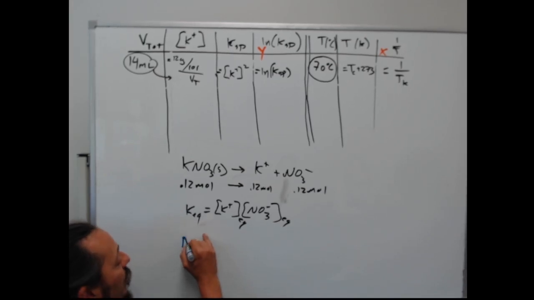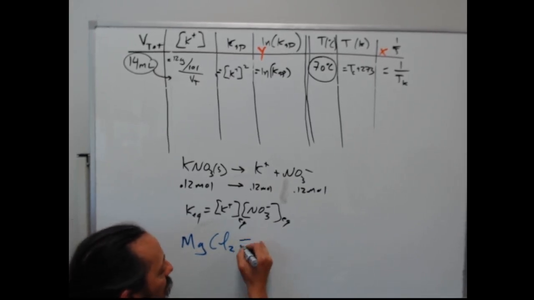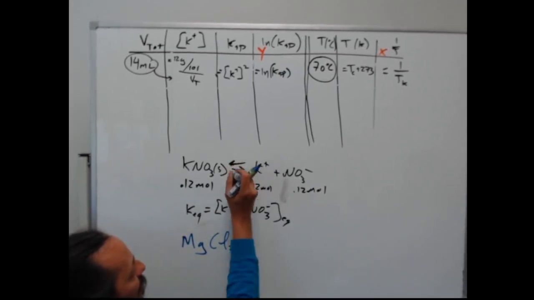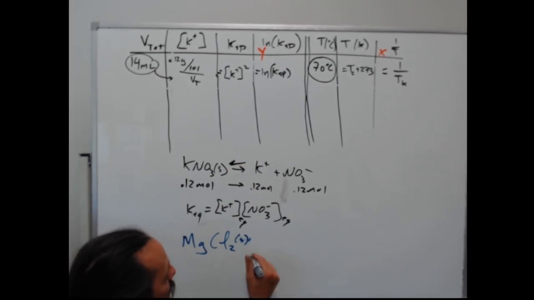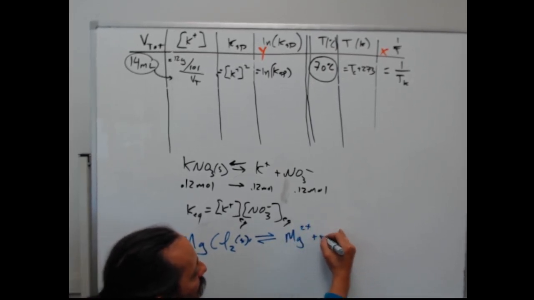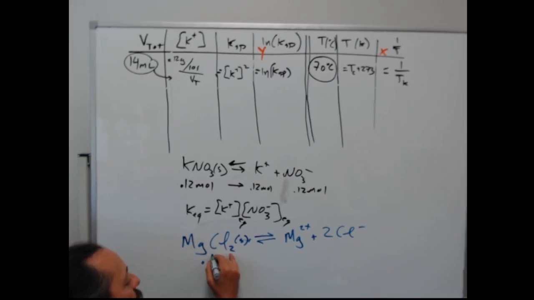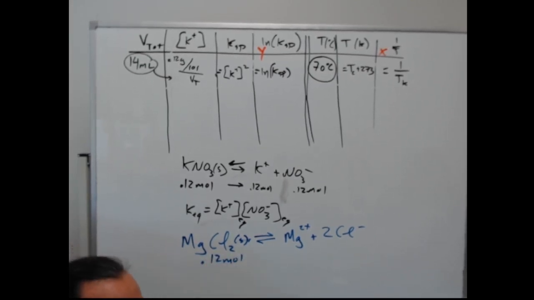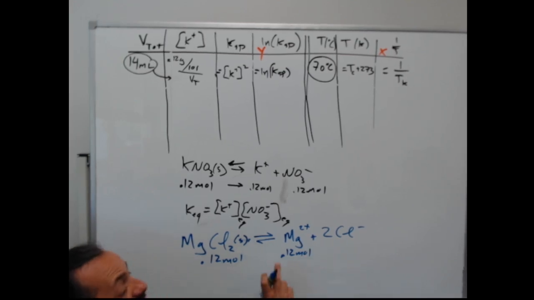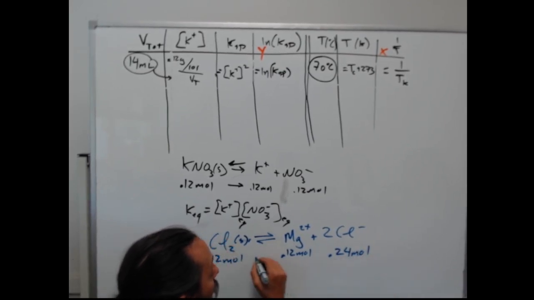Let's do magnesium chloride. So if magnesium chloride falls apart in solution, this is our solid. I should also always be writing double arrows now because we know it's in equilibrium. So my magnesium chloride is going to go to magnesium 2 plus and 2 Cl minus. That means if I started with 0.12 moles of magnesium chloride solid, that would get me 0.12 moles of magnesium, but it'd get me twice as much chlorine. So that would get me 0.24 moles of chloride ions.